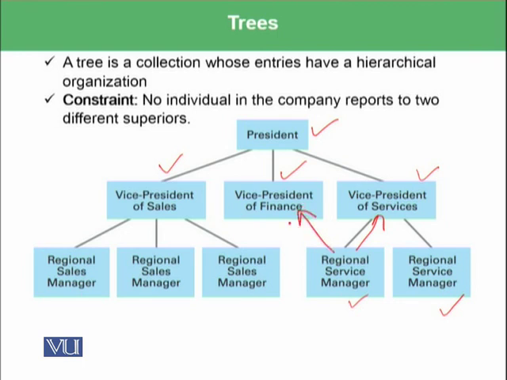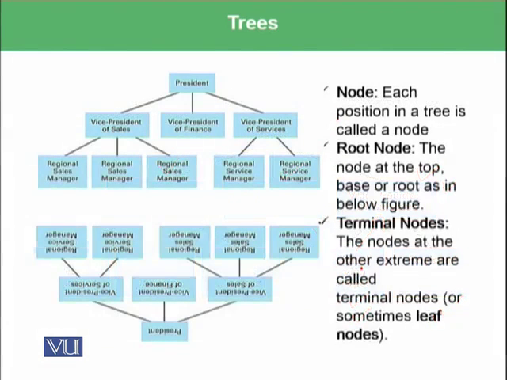So this means that a child will not have two parents. One parent might have two children, for example, this one has these two children, but one child shall not have two parents. So here are different terminologies within the trees.